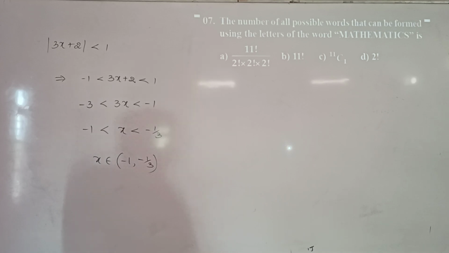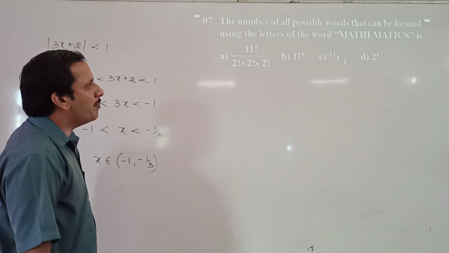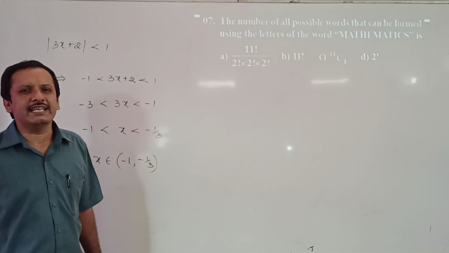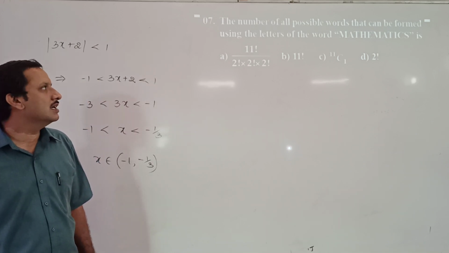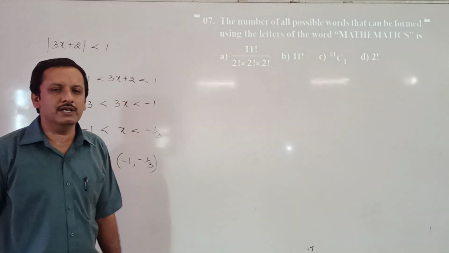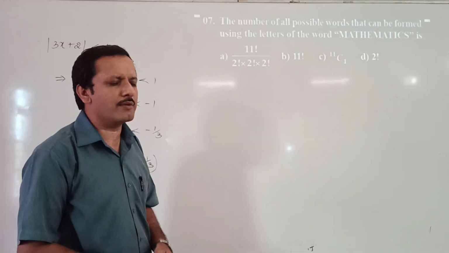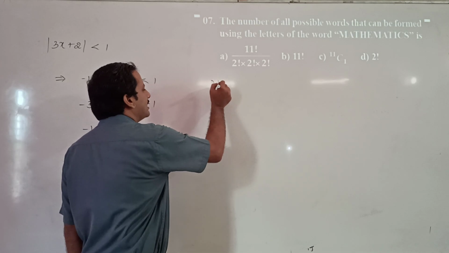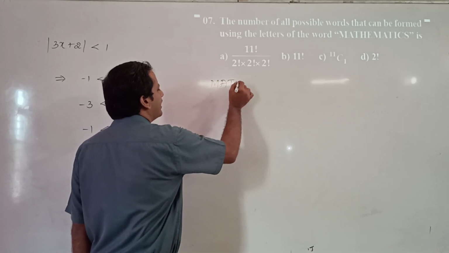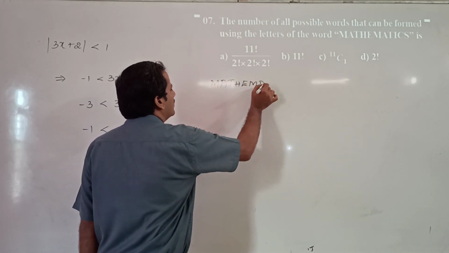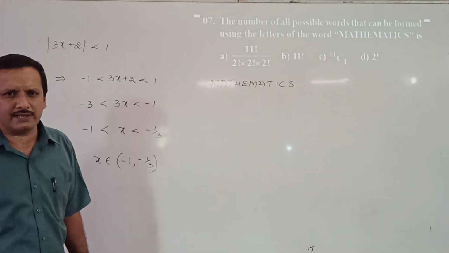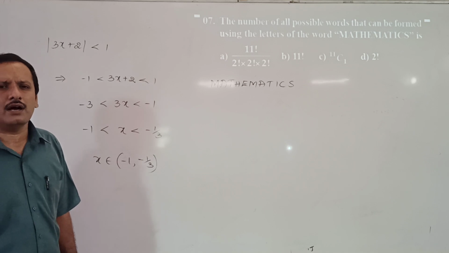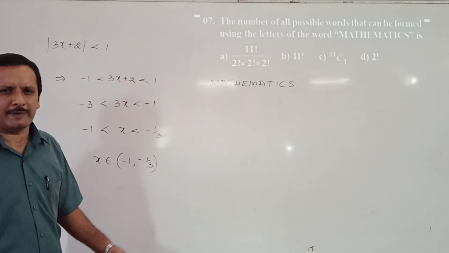Then, 7th question. The number of all possible words that can be formed using the letters of the word mathematics. So, how many different words can be formed by using the letters of the word mathematics? Okay. So, now what you need to do is, first check how many letters are there in this and among them how many are repeated.